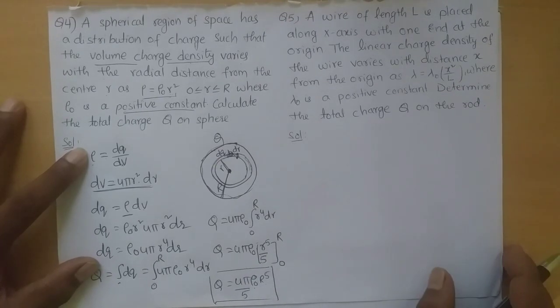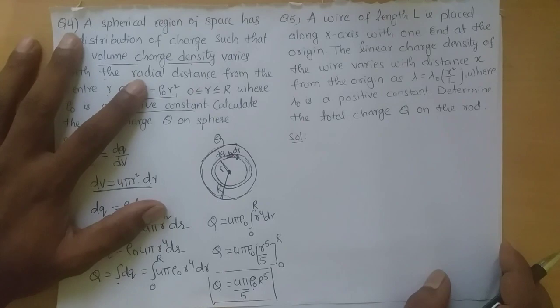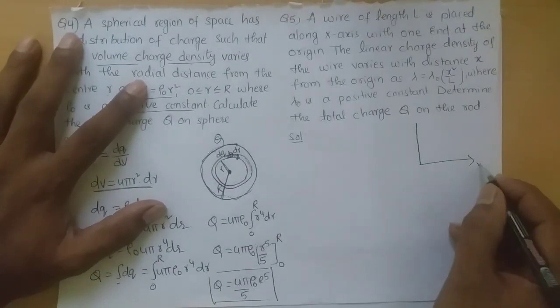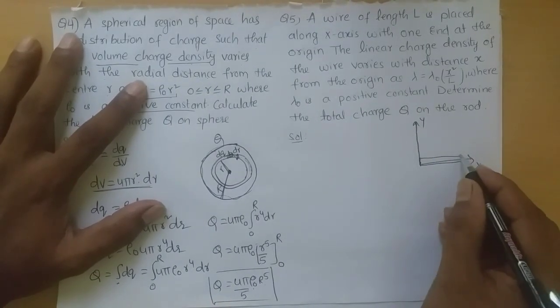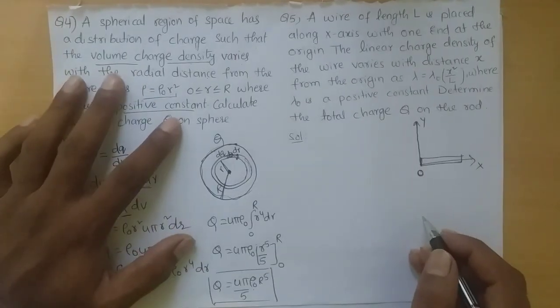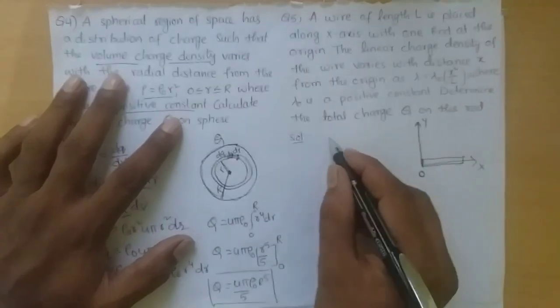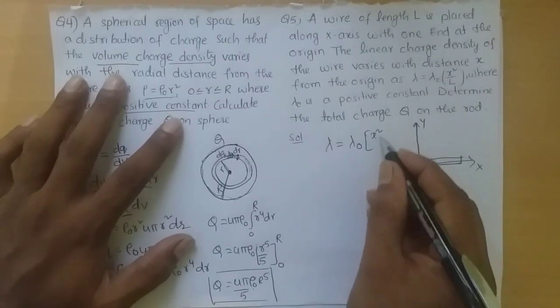And the next question is: a wire of length L is placed along the x-axis with one end at the origin. Suppose this is the x-axis, this is the y-axis. Now the rod is placed along the x-axis, with one end at the origin. The linear charge density of the wire varies with the distance x from the origin as lambda equal to lambda naught into x square by L.